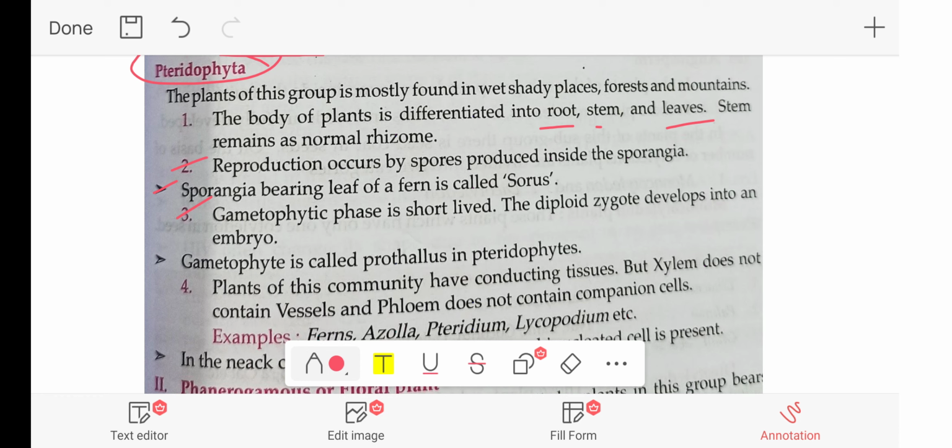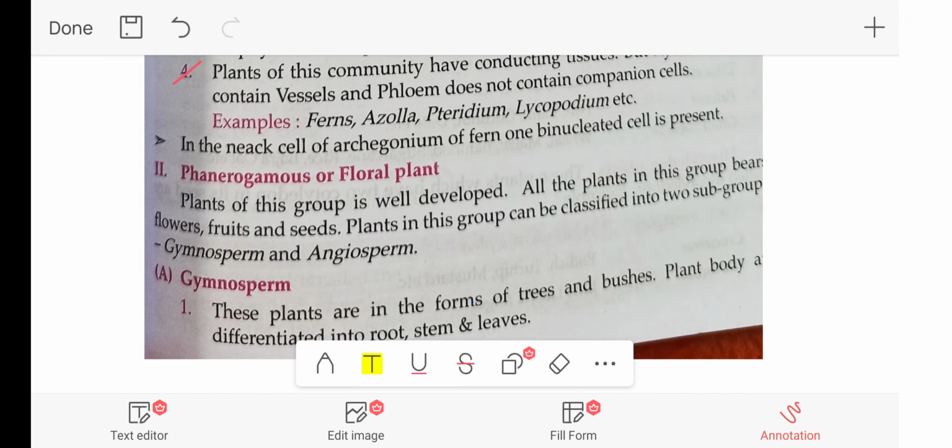The gametophytic phase is short-lived. The diploid zygote develops into an embryo. The gametophyte is called prothallus in pteridophytes. Plants of this community have conducting tissues, but xylem does not contain vessels and phloem does not contain companion cells. Examples: ferns, Azolla, Pteridium, Lycopodium, etc. In the archegonium of fern, one binucleated cell is present.